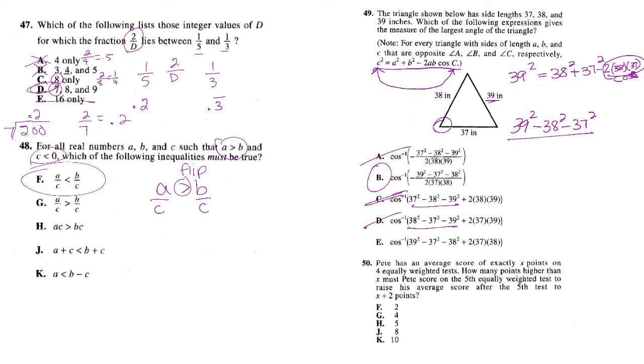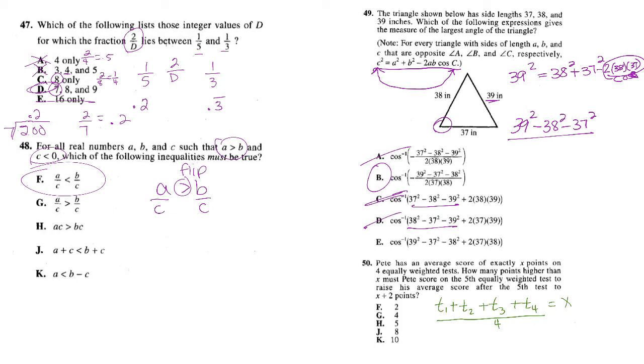All right, so looking at number 50. Pete wants to average X points on his 4 equally weighted tests. So that means that he's taken these 4 tests. If I can get my pen to work. So I have test 1 plus test 2, test 3, and test 4. He's taken all 4 tests, and he got an average of X. So all of that, and we're going to divide that by 4, and he got X.